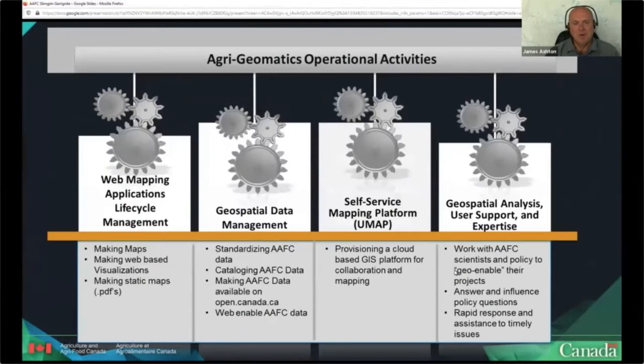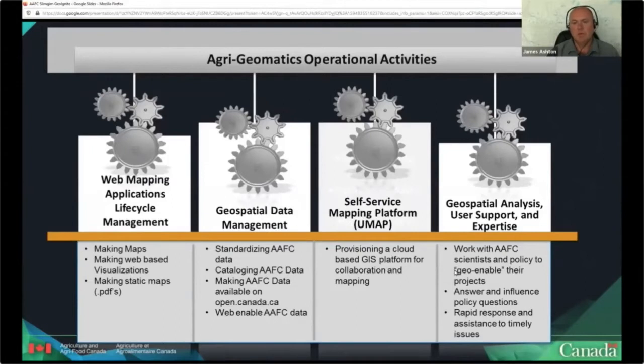So our Agri-Geomatics operational activities within my team, we have a small group that looks at web mapping application lifecycle. So that's making maps, making web-based visualizations, making static maps and PDFs. We have another group that specializes in data management. So they're every day standardizing AAFC's information, cataloging the information that AAFC has, the geospatial information, as well as making it available on the Open Data Portal and the Federal Geospatial Platform. And a big part of this team is now web enabling all our data sets as well as provisioning them for downloads in multiple formats.